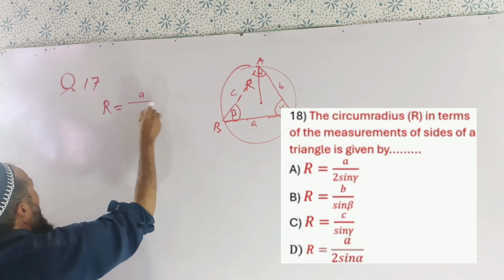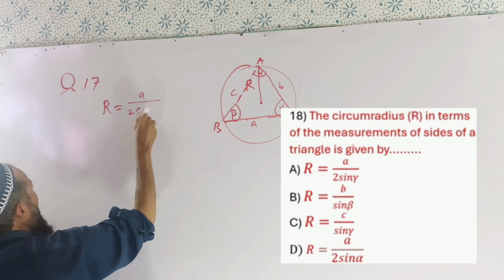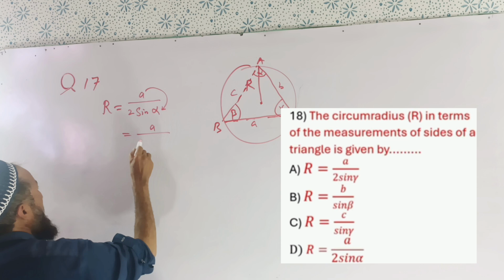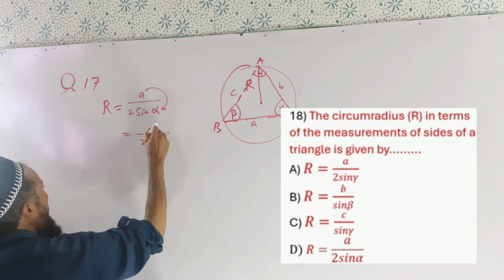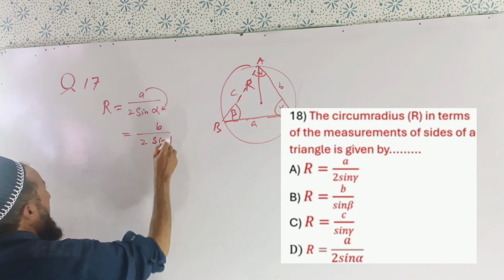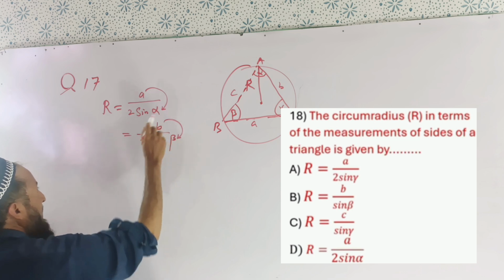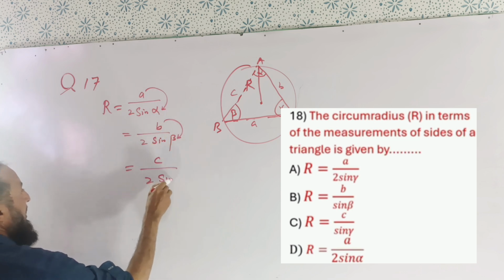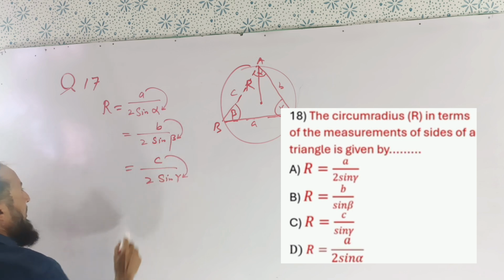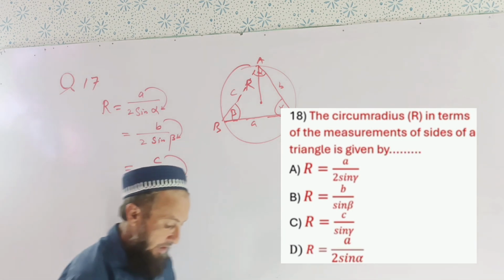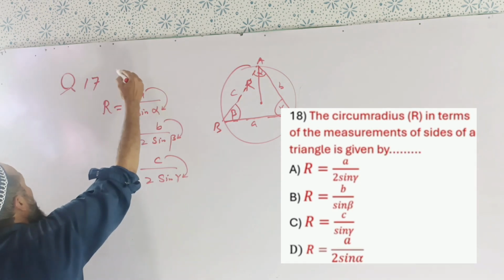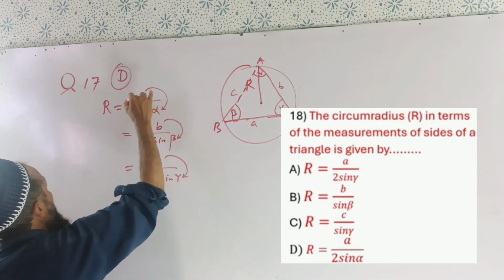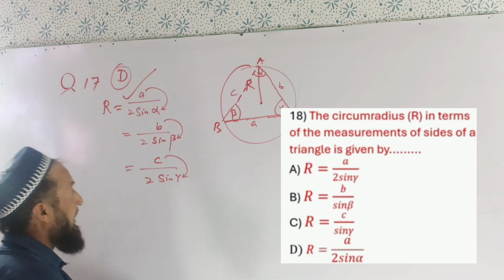So A divided by sine alpha, the same result we are using, and B divided by sine beta. So the angles with the sides must be the same. So C divided by 2 sine gamma. So this will be the same. Look here in the options. The option given as D is the correct option. And that option for R is given. This answer is the correct answer.